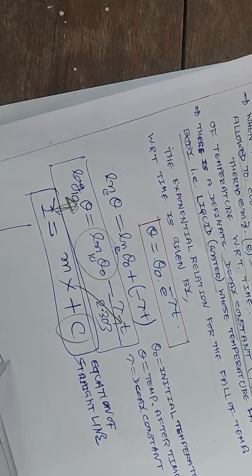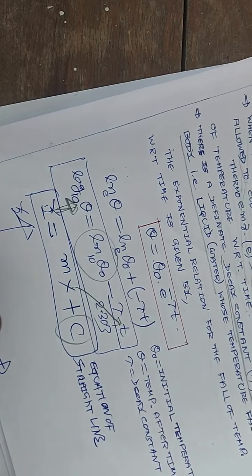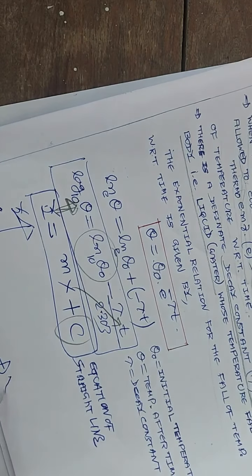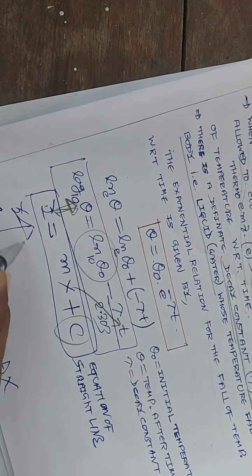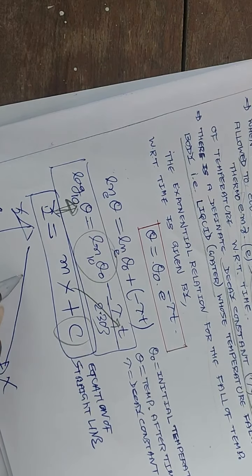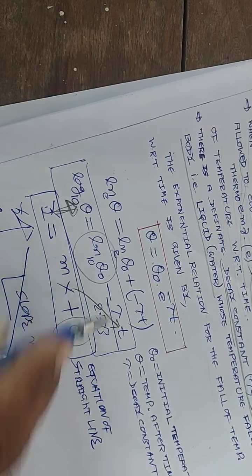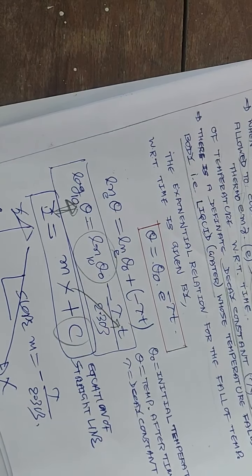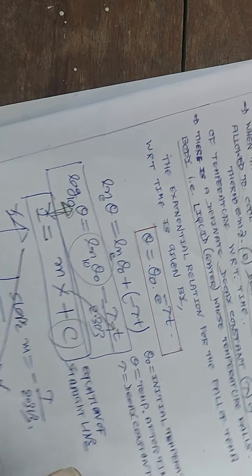So let us take log of theta on the y axis and time t on the x axis. Then the graph will be a straight line, and the slope of the graph will be minus lambda upon 2.303.